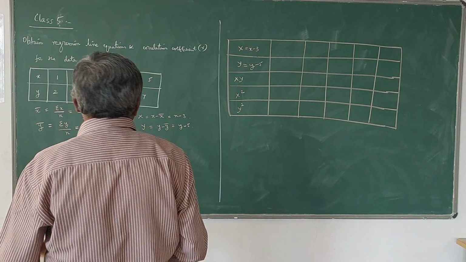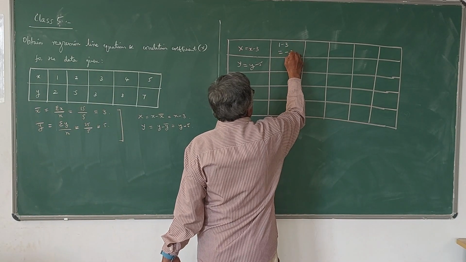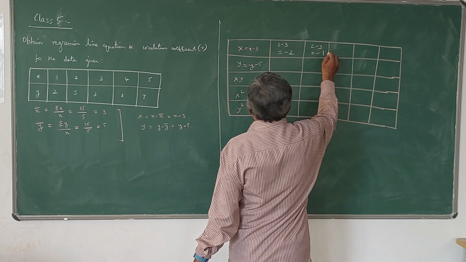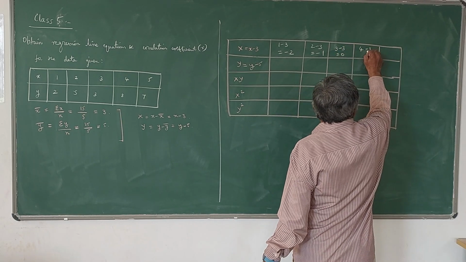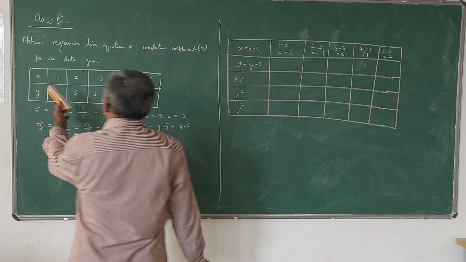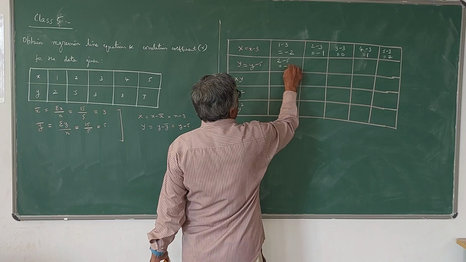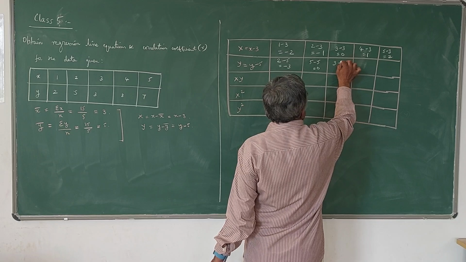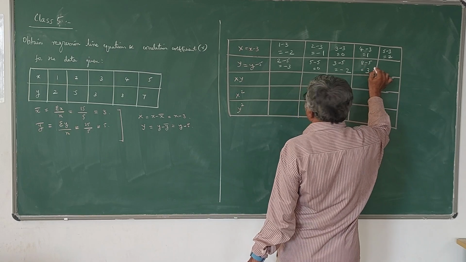So let us calculate the capital X values first, x minus 3. x is 1 here, so 1 minus 3 is minus 2. 2 minus 3 is minus 1. 3 minus 3 is 0. 4 minus 3 is 1. 5 minus 3 is 2. Then capital Y values, y minus 5: 2 minus 5 is minus 3, 5 minus 5 is 0, 3 minus 5 is minus 2, 8 minus 5 is 3, 7 minus 5 is 2.